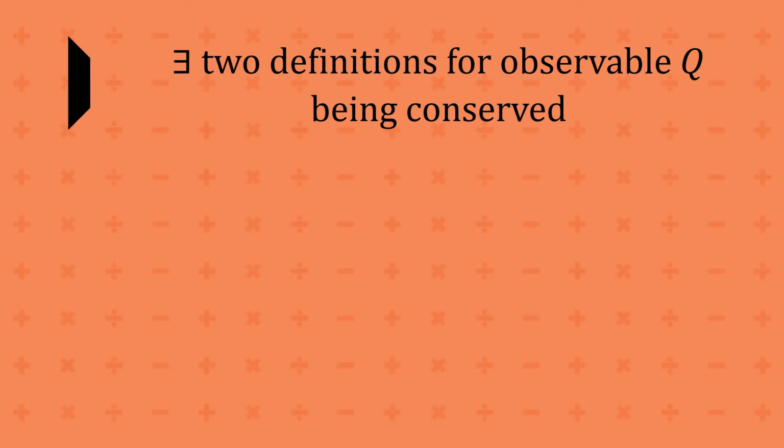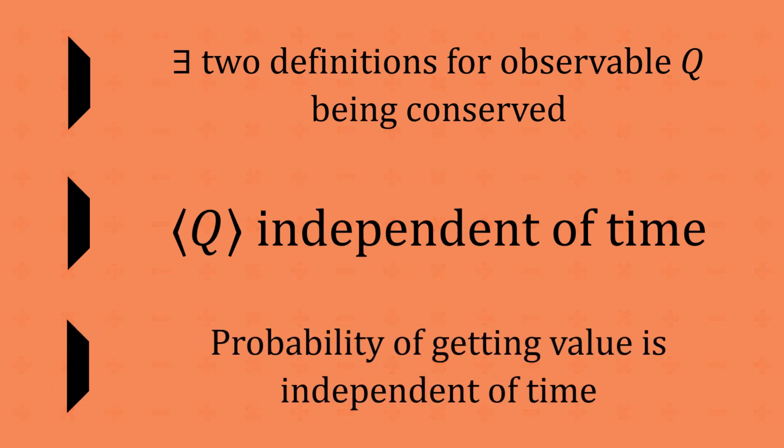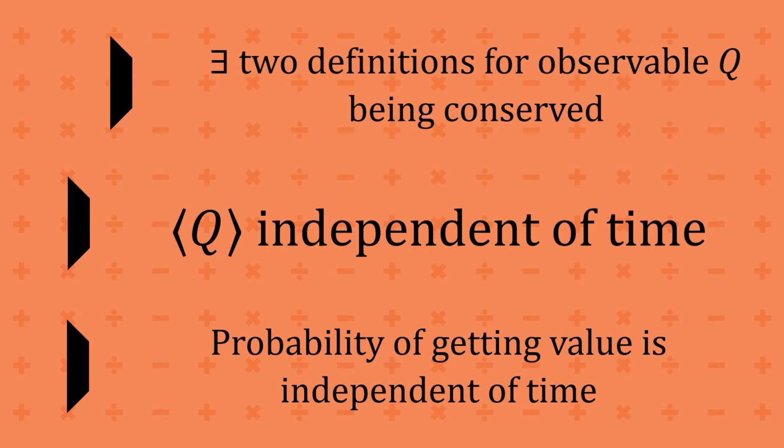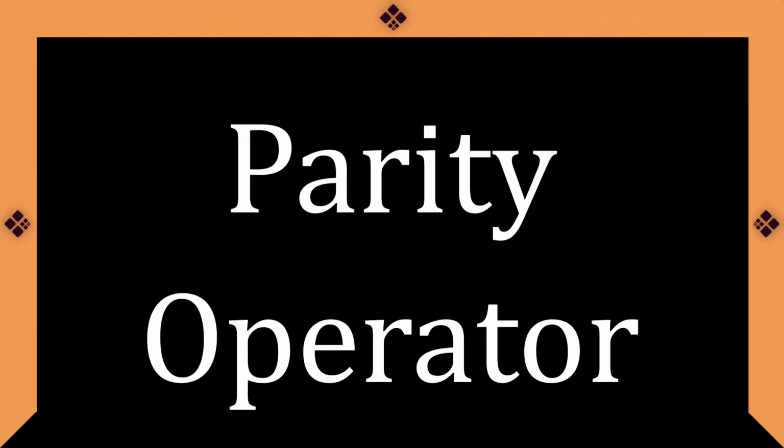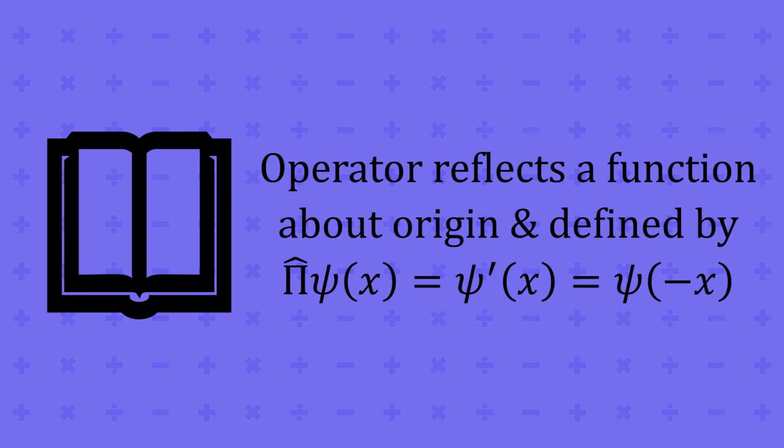As an aside, let's discuss what conservation means for quantum mechanics. There are two equivalent definitions for an observable Q being conserved. The first is that the expectation value is independent of time. The second is that the probability of getting any value is independent of time. Next, let's discuss the parity operator.